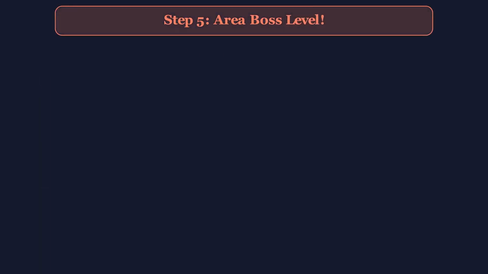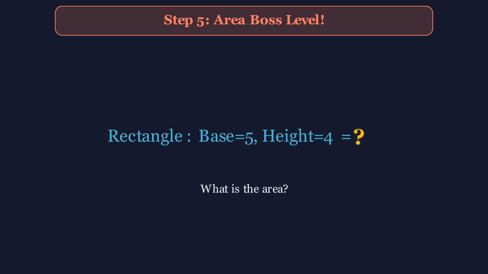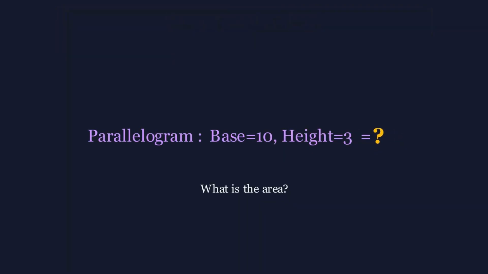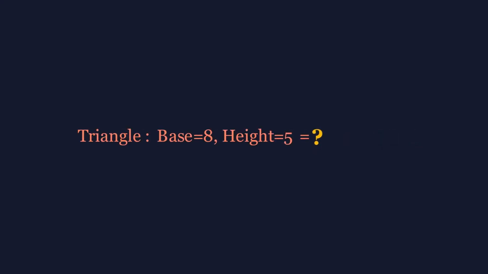Quick quiz. Rectangle, base 5, height 4, area equals 20. Parallelogram, base 10, height 3, area equals 30. Triangle, base 8, height 5, half times 40 equals 20.